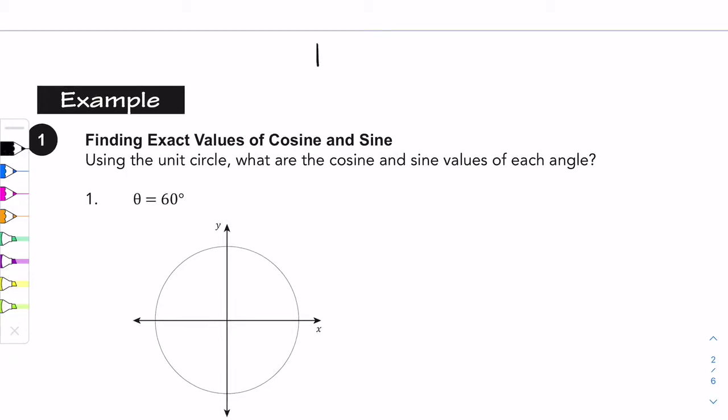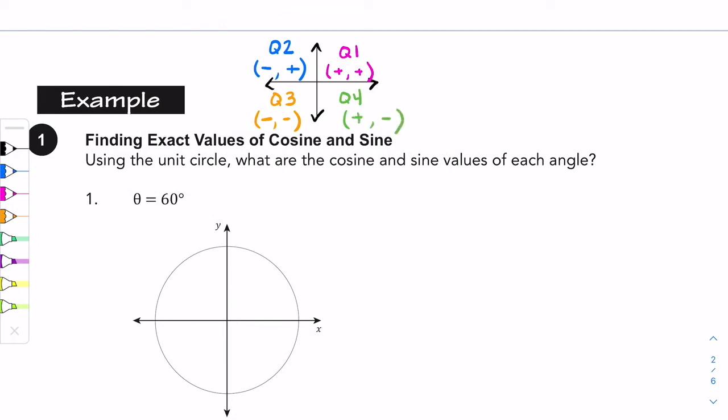Before I start, I need to talk about the quadrants. In quadrant 1, your x-coordinate and your y-coordinate are positive. In quadrant 2, you have a negative x-coordinate and a positive y-coordinate. In quadrant 3, you have a negative x and a negative y coordinate. And in quadrant 4, you have a positive x and a negative y coordinate.